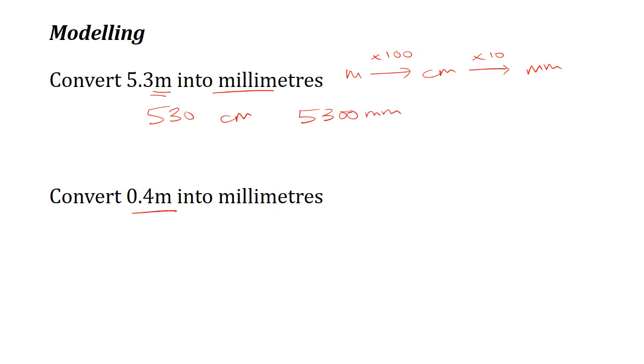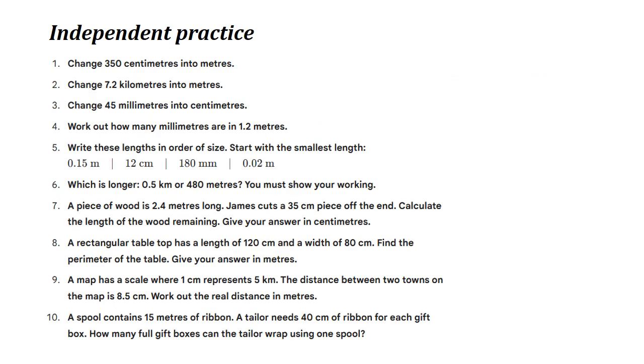Okay, you try this one. So you should have started off, first step is to get 0.4 meters is equal to 40 centimeters, and then multiply by 10 and end up with 400 millimeters. Right, here are some questions for you to try. Pause the video, work out the answers, and then resume the video and mark your work.